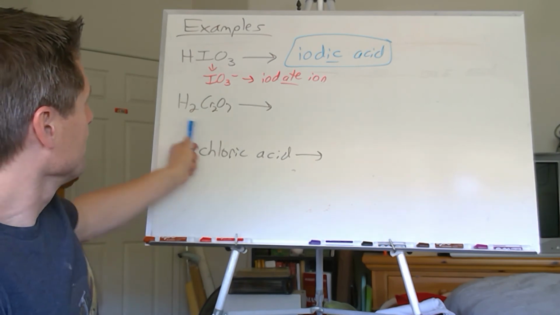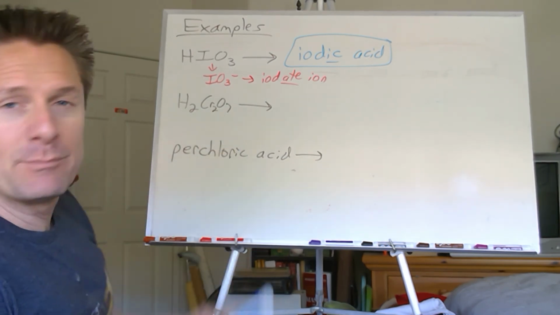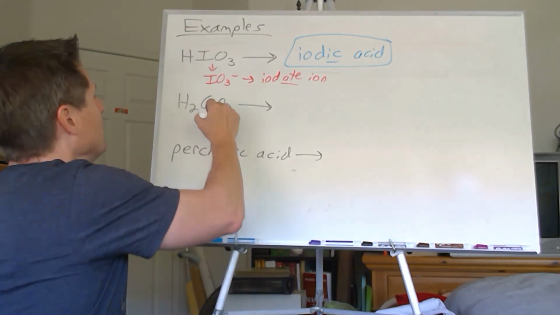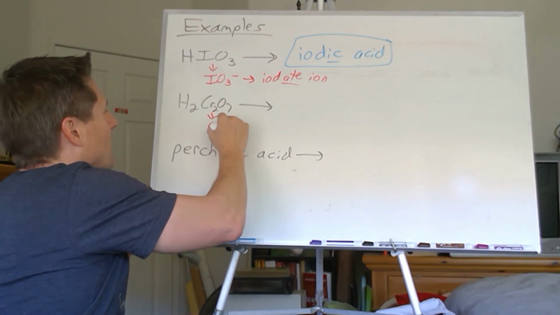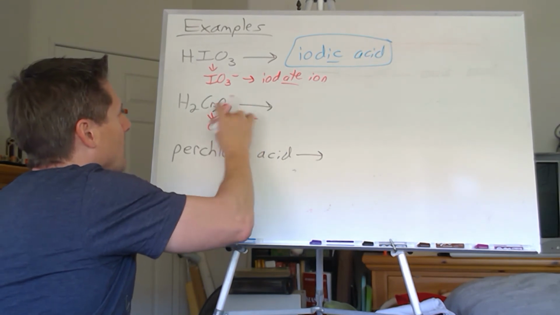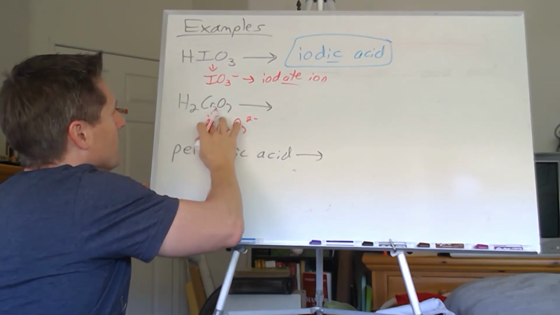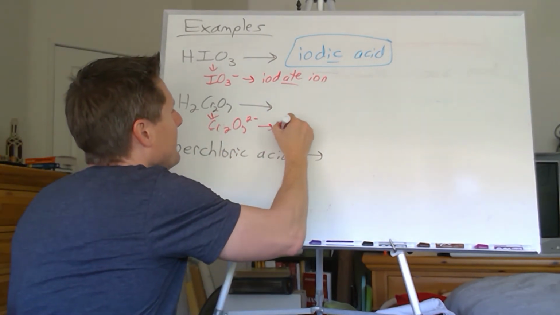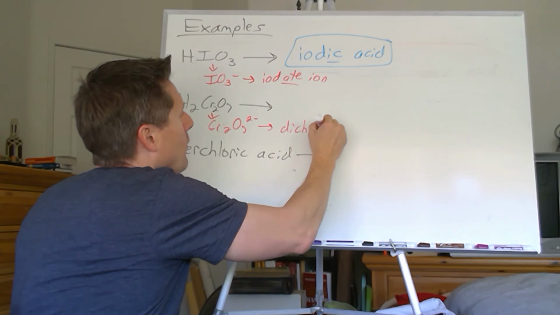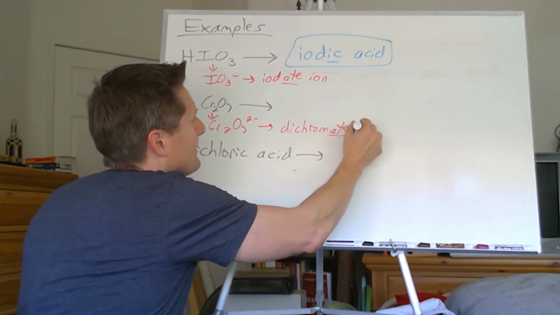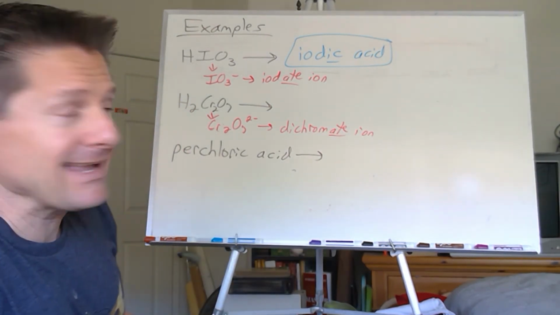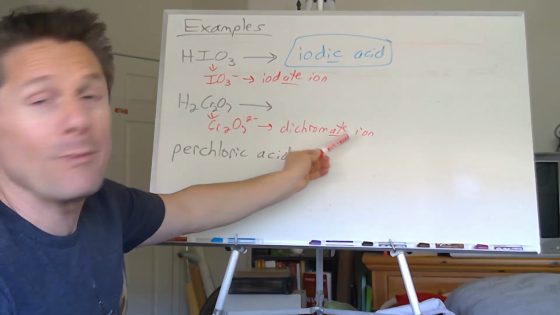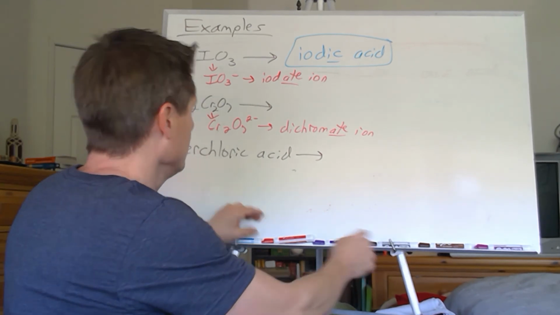Let's look at this one. I've got two hydrogens, so this must be the dichromate ion. If you don't know that, you're toast. So that is Cr2O7 2 minus. I know it's a 2 minus because it's with two hydrogens. So that is the dichromate. Ate becomes ic. It's the exact same scenario, but that's part of the name. So it becomes dichromic acid. Let's write that in there.